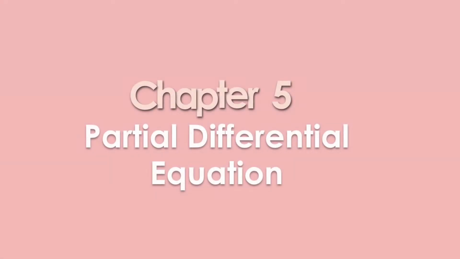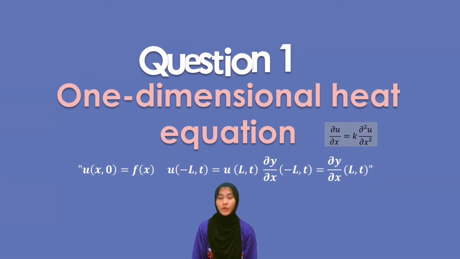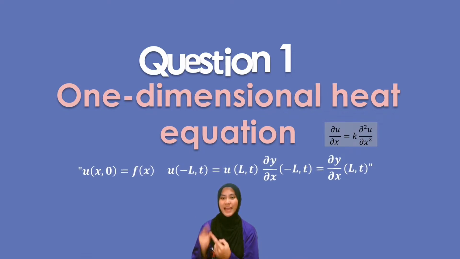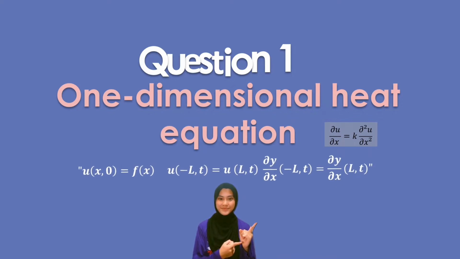Chapter 5, Partial Differential Equation. From the equation given, we know that we have to solve the one-dimensional heat equation. The general solution that is given is, and two boundary conditions that are given from the question are. So let's solve this question.